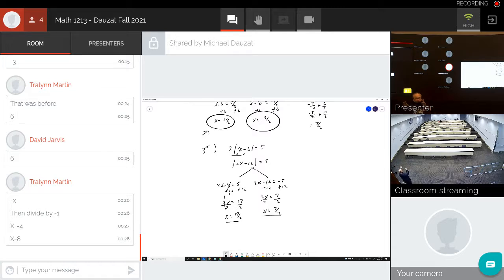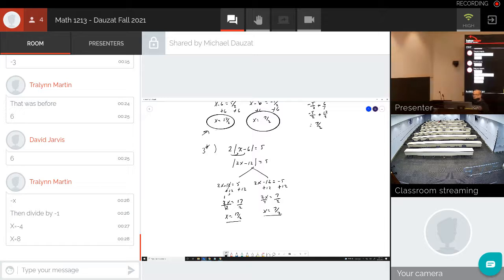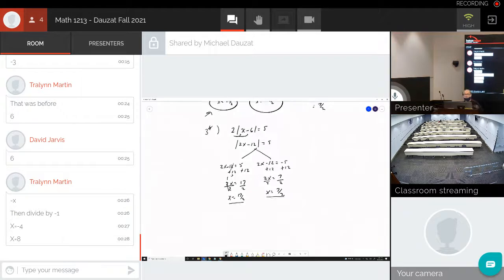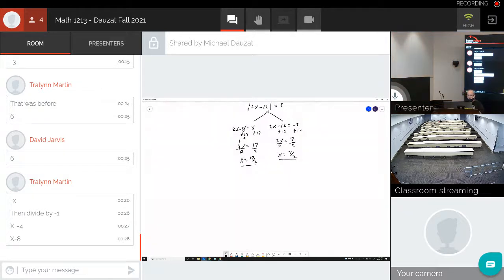But what happens if there's a negative in front? So I'll make it easier to where we won't have any fractions. So let's look at this. This will be number 4. I just want to show you something. What if I had negative 2 times the absolute value of x plus 1 is equal to 6? Okay?